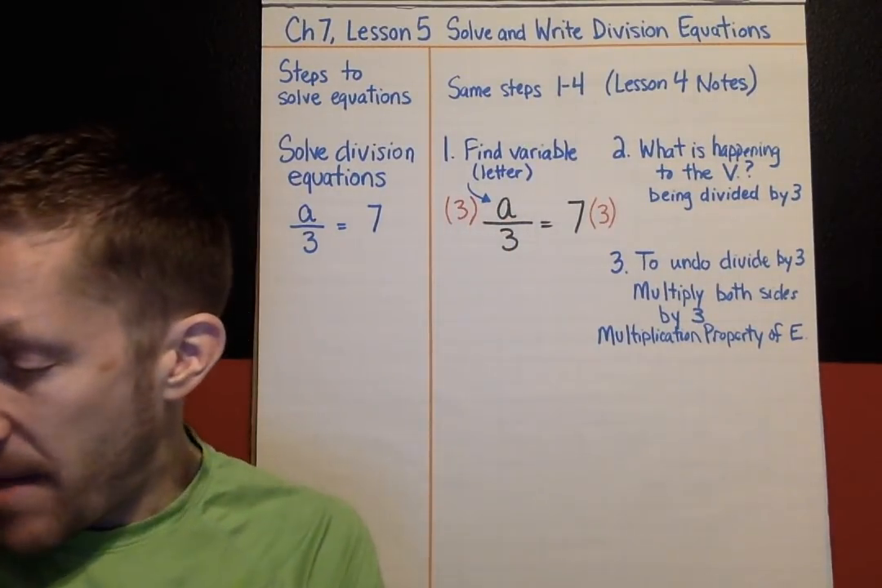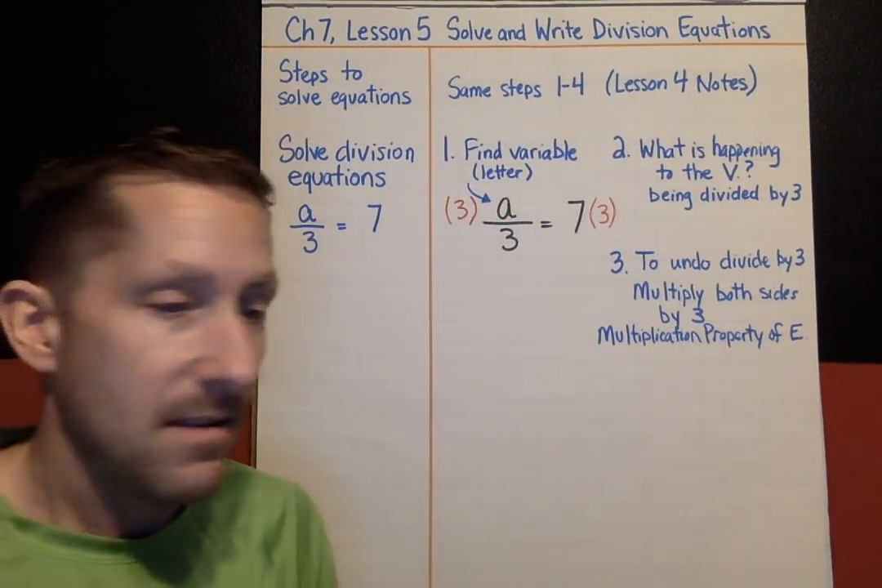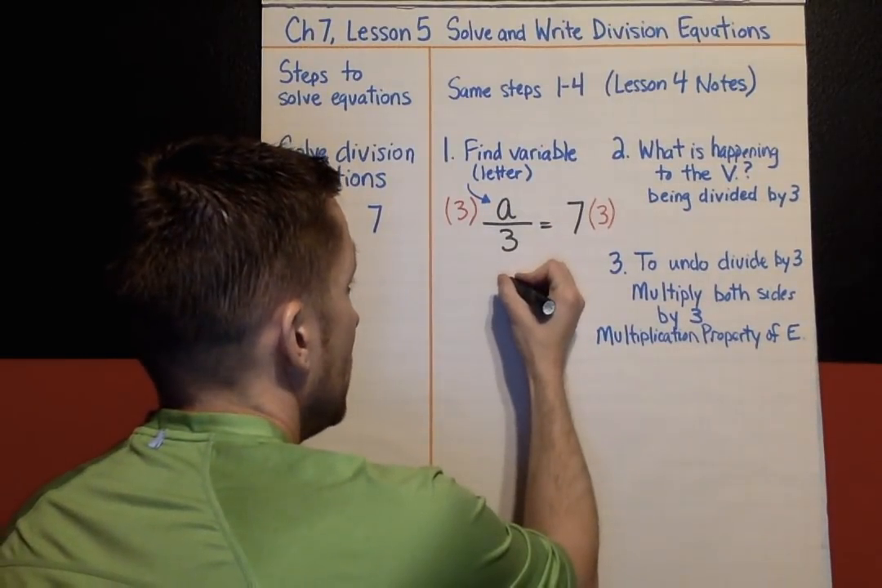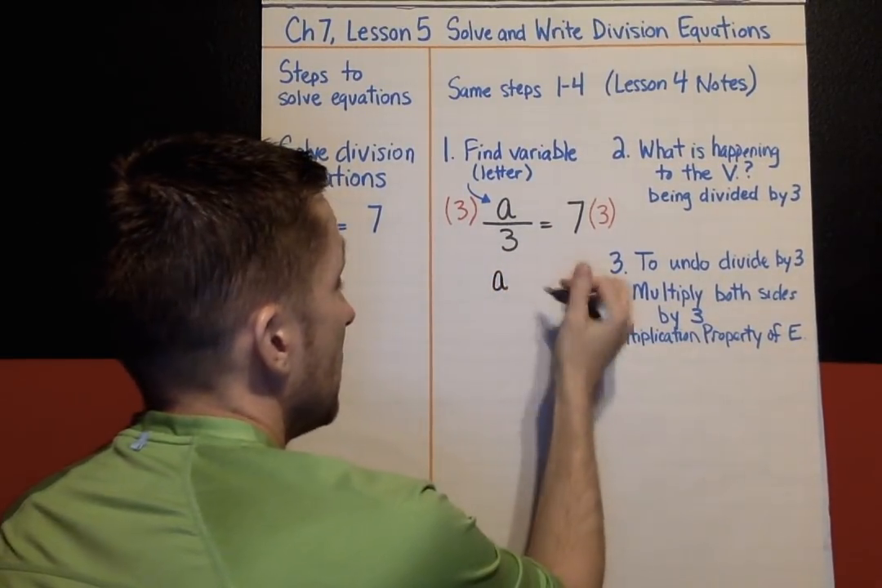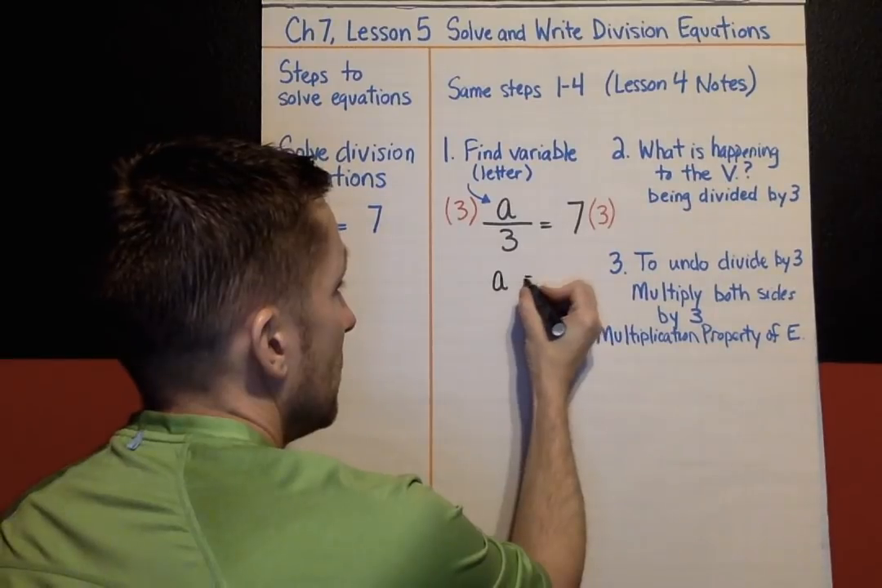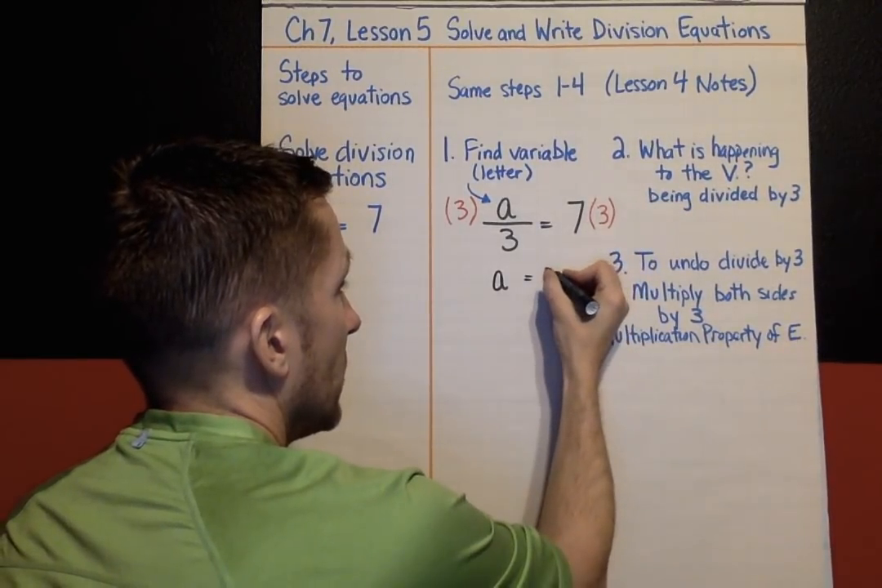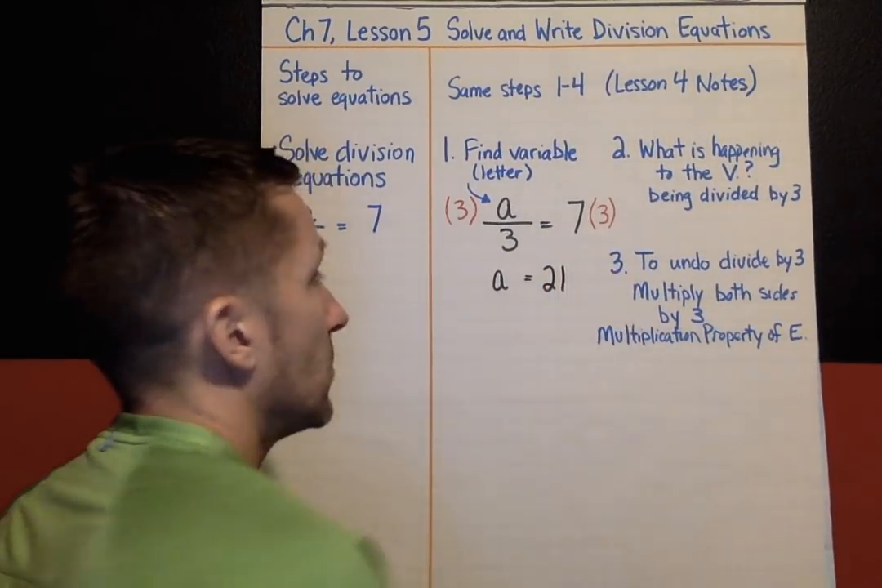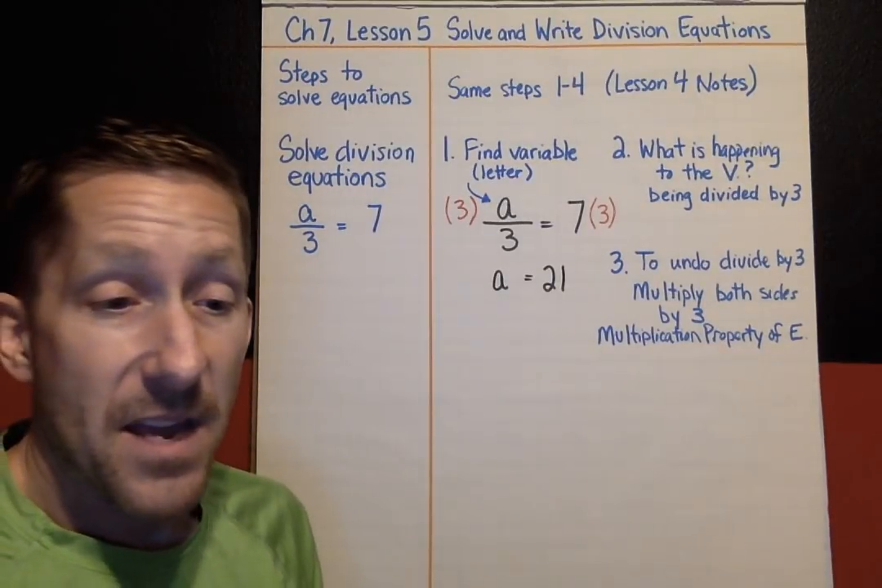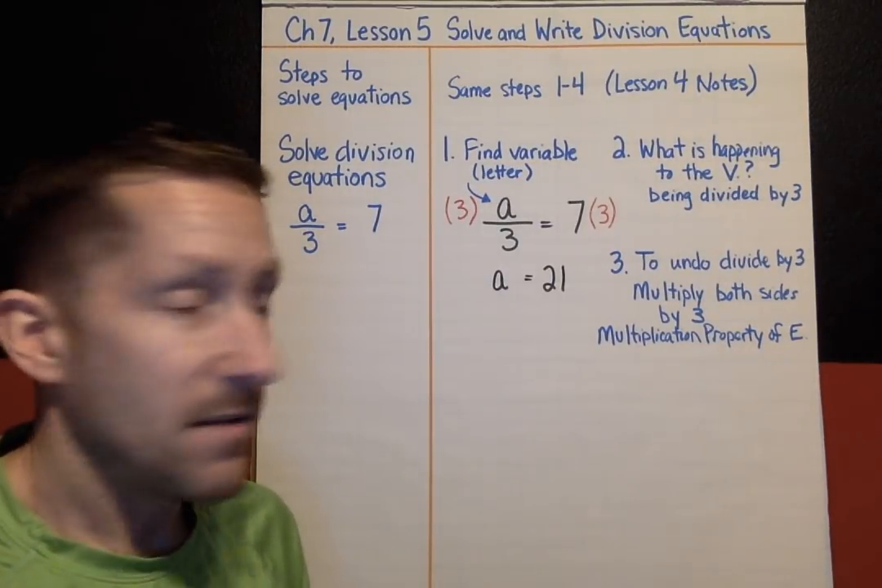1a is the same as a. So on this side of the equation, I wind up with a. And on this side, I wind up with 7 times 3, which is 21. I think my answer is 21.